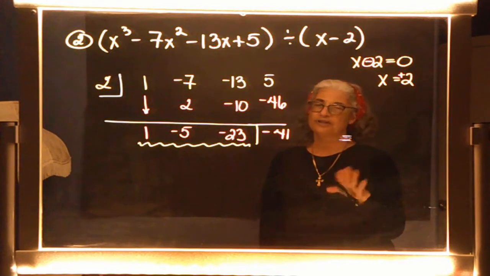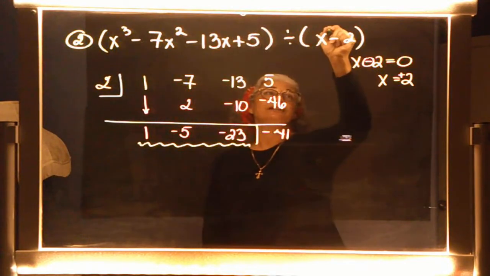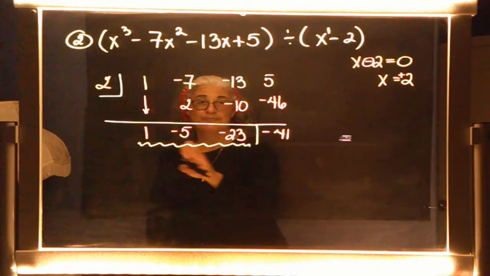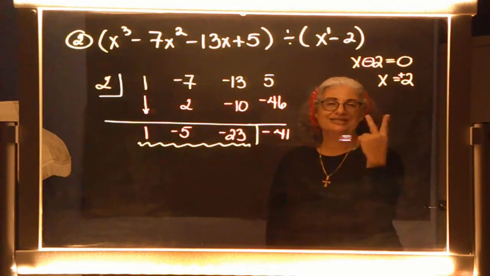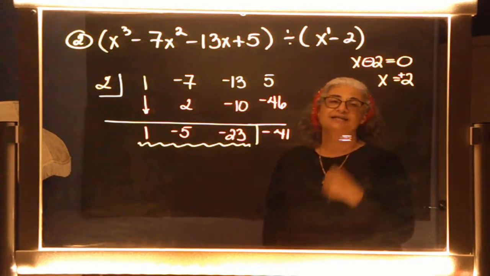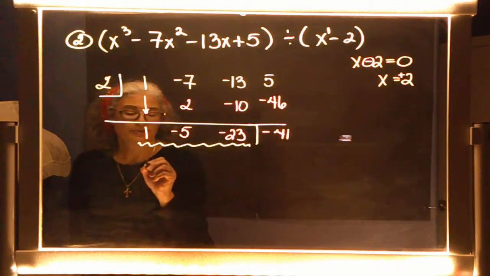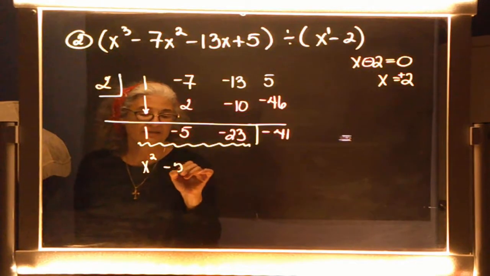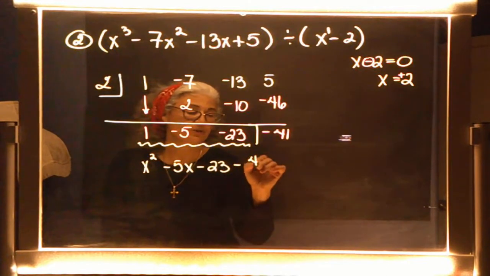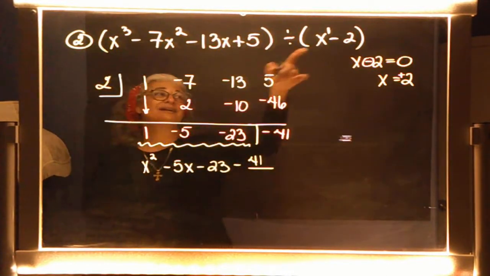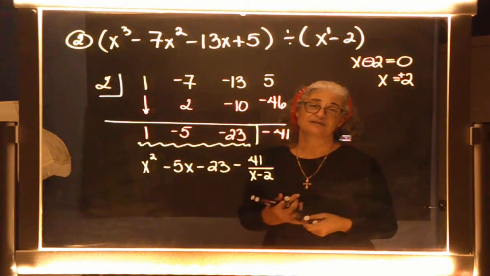Some of you said it, some of you are like, I'm not sure. Remember, you took a third degree polynomial and divided it by a first degree, which means this polynomial down here that you need to rewrite is to what power? Good, the second power, because 3 cut down by 1 is 2. Good? So that's going to be a 1x squared minus 5x minus 23, minus 41 divided by x minus 2, because you're still trying to divide by x minus 2, but it wasn't going in evenly. Does this make sense?